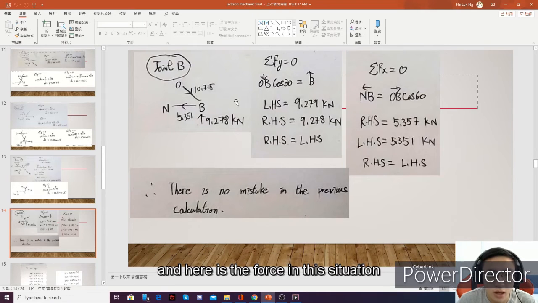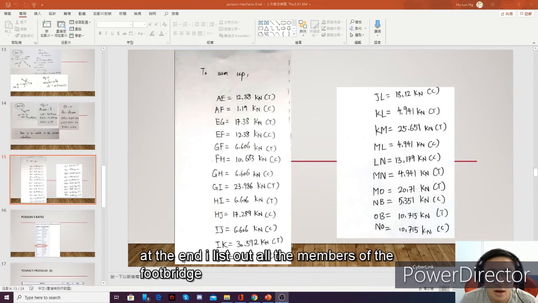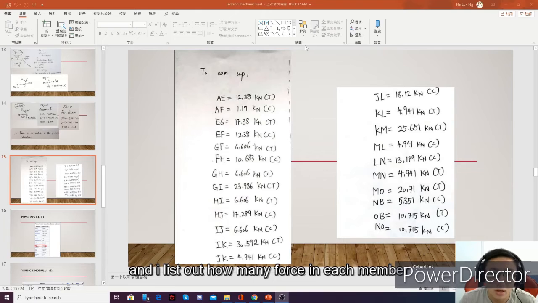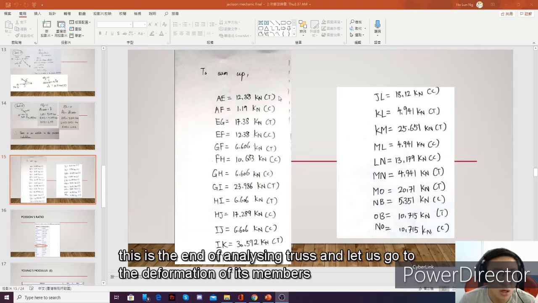At the last joint, because we have the values from the previous calculation, and here is the force in this situation. If I put both data into one equation, and the result is the left hand side equals the right hand side, that means there is no mistake in the previous calculation, maybe. And at the end, I list out all the members of the footbridge, how much force is in each member, and what force they have, compression or tension. And this is the end of analyzing the truss, and let us go to the deformation of the truss.